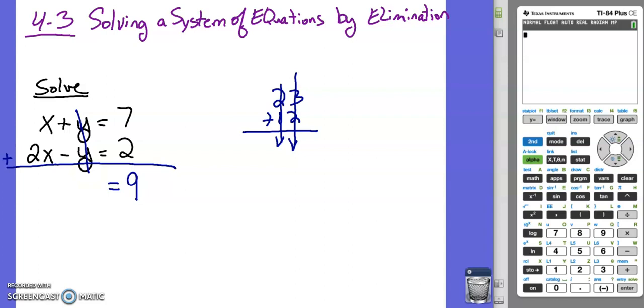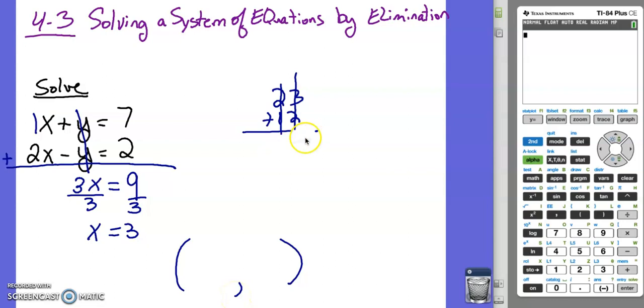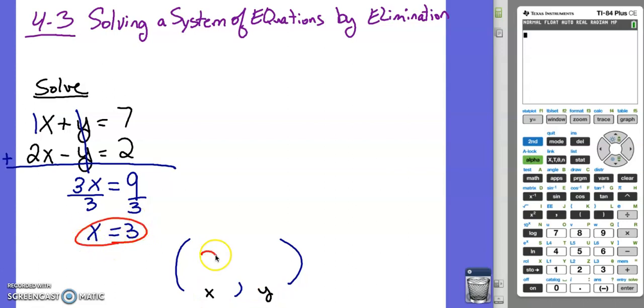And then I'm going to add my x's. Well, 1x plus 2x is 3x. And then I'm going to divide both sides by 3, and then x equals 3. Now, the problem is not over. Remember, this entire section is talking about finding the point of intersection. If I graph this first line, and if I graph the second line, they would cross at a certain point. This is the point of intersection that we're trying to find, and what we found was x equals 3. That's the x part of the point. Now what we need to do is find the y part of the point.